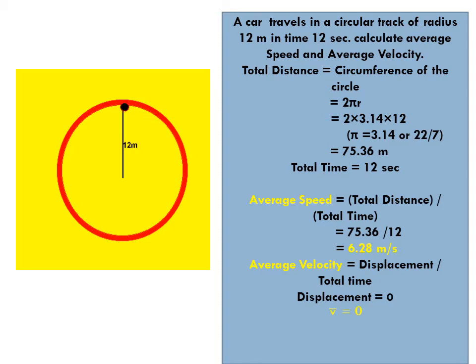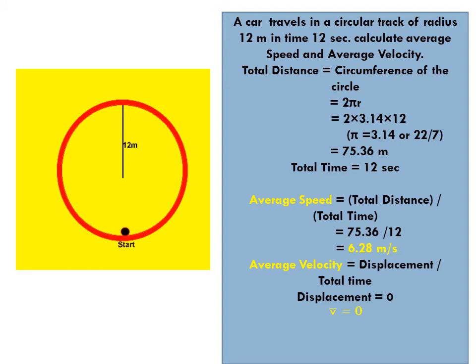Put the value of r in this formula and we can calculate the circumference value, that means total distance value is 75.36 meter. And the total time required to complete one circle is 12 seconds. So average speed is equal to total distance divided by total time. It is 6.28 meter per second.